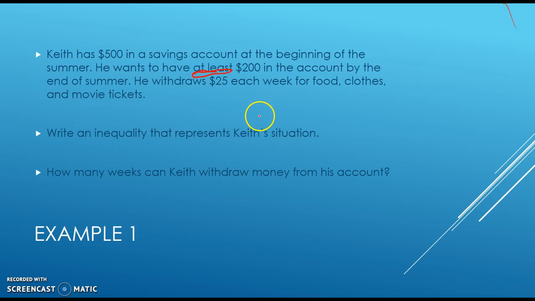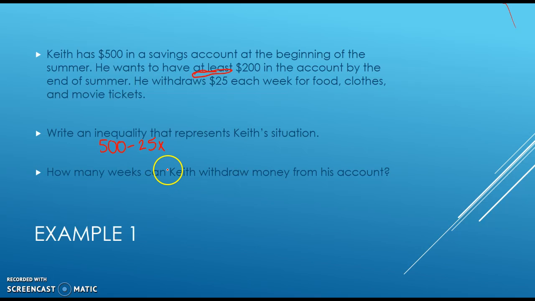All right? So $25 each week is kind of like saying $25 per week, right? And per is multiplying. So if he starts with 500, the amount of money he's going to have in his account depends on how many weeks he pulls out $25. So I'm taking out, so I'm going to subtract $25 per week.